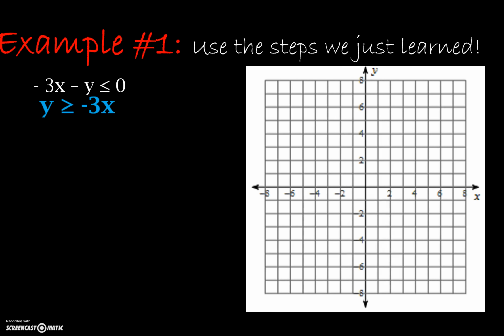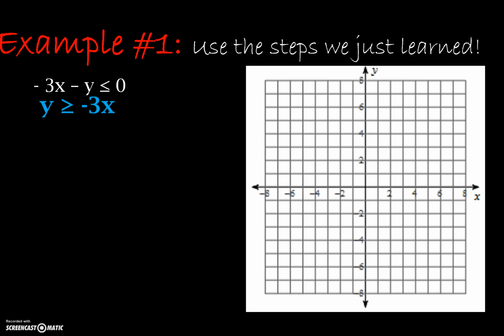If you need to write out a rough sketch, have it go from negative 8 to positive 8 on your x and your y axis. If you need more time to graph it, hit pause and create your graph. So now we're going to go ahead and plot our points. The first one we always start with is our y-intercept.